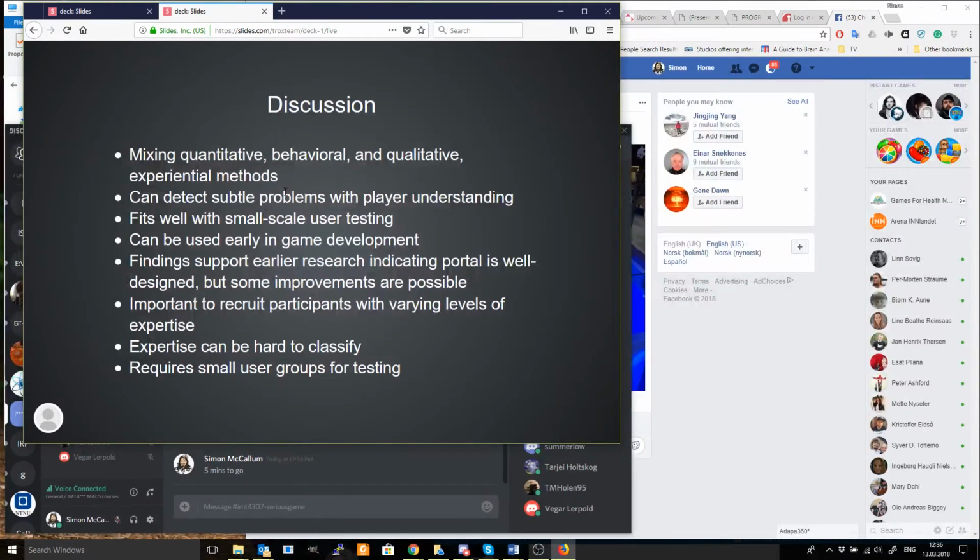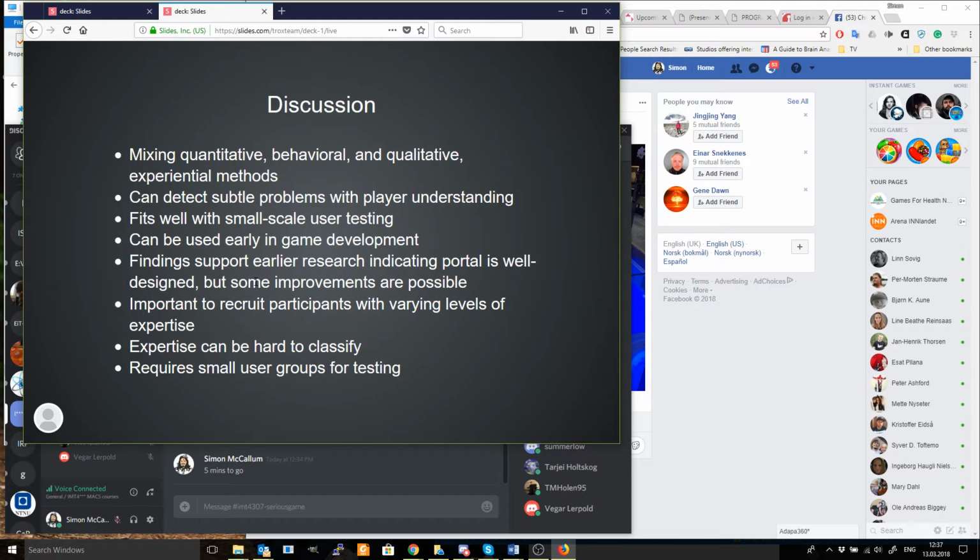Now for the discussion. This paper has been about mixing quantitative behavioral methods and qualitative experiential methods. And what they believe is that they can detect more subtle problems with player understanding than the other methods can alone, and identify more nuanced issues that might not be as easy to classify using other methods.